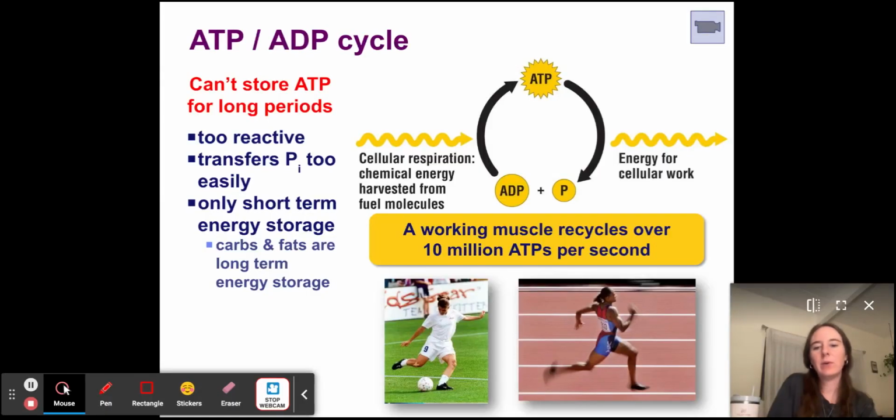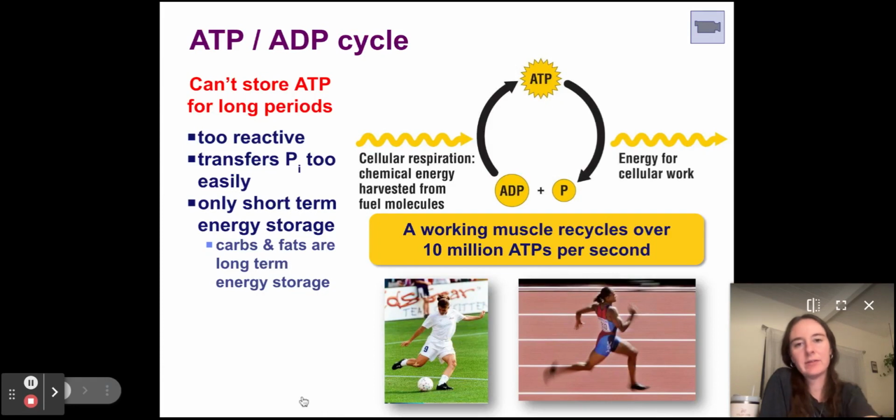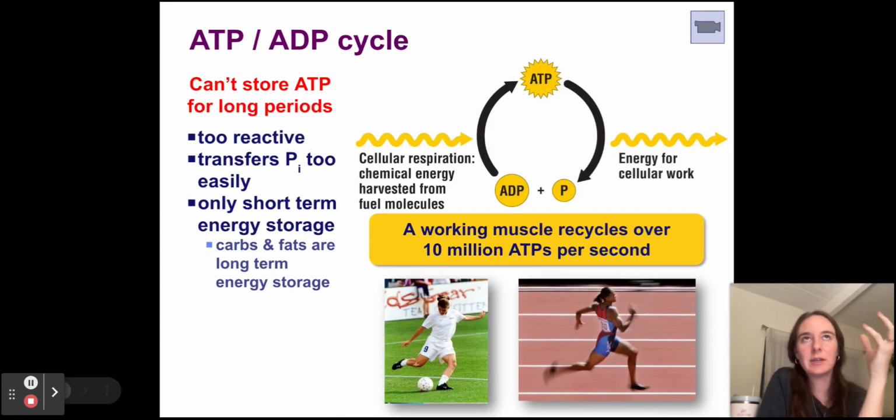Okay, so why don't we just eat ATP then? Why do plants have to build glucose? Why can't plants just take energy from the sun and build ATP molecules? Well, the problem is ATP is such an unstable molecule. It's so reactive, right? Remember those 3 phosphate groups, they have so much energy stored in them that it doesn't actually exist for very long amounts of time.